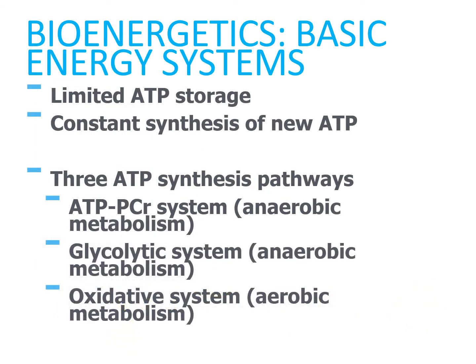So, we have a few different energy systems of the body. We know the body has limited ATP storage, so we constantly have to synthesize new ATP. These three ATP synthesis pathways are the ATP-PCR system, which is an anaerobic metabolism system, the glycolytic system, also known as glycolysis, which is another anaerobic metabolism system, and the oxidative system, also known as aerobic metabolism or cellular respiration.